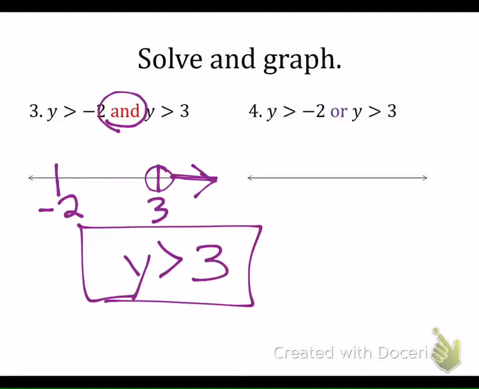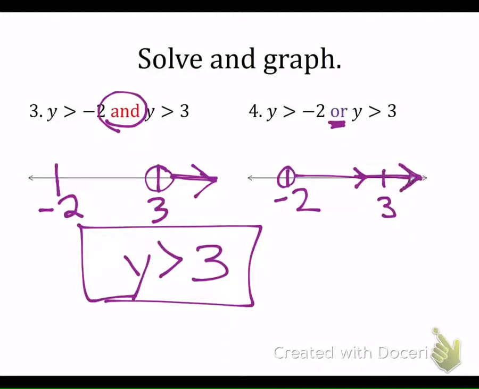Now, number 4, same thing, but now we have an or. So I need my -2, I need my 3. For or, does it have to make them both true or just one? Just one. So now would 0 work? Yeah. Okay. Because that's making this one true. Now, anything to the right of 3 is still making both of them true.